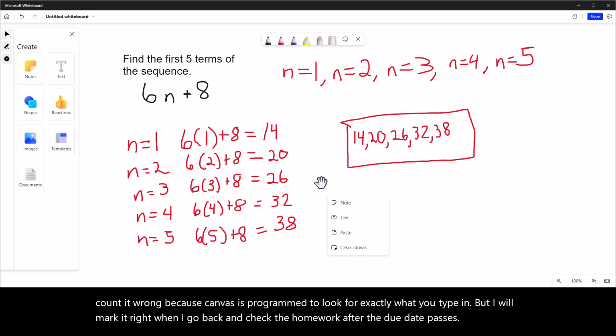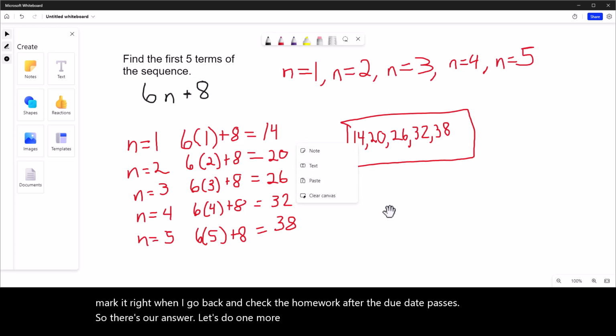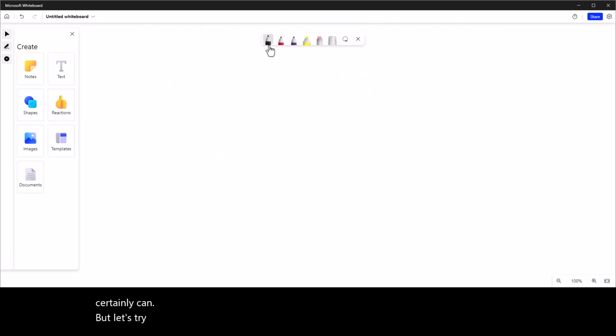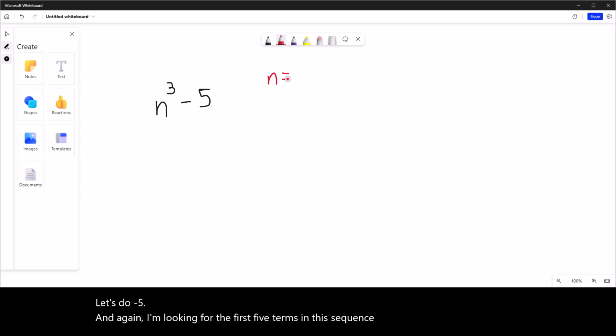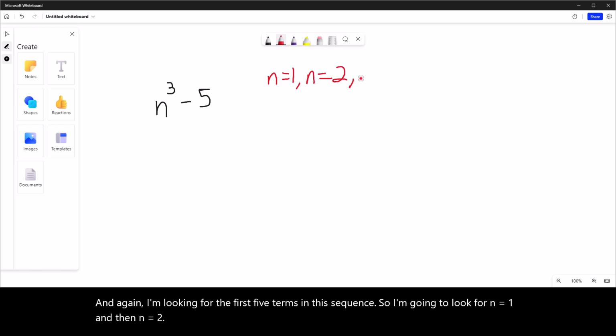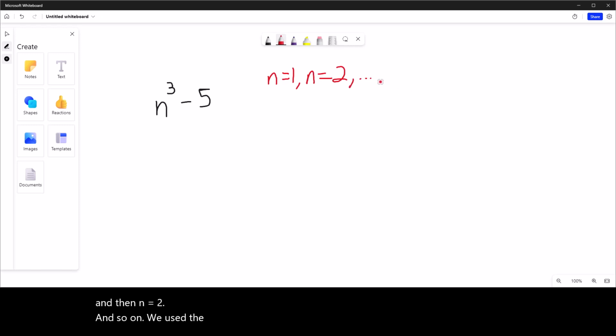So there's our answer. Let's do one more. If you want to stop listening, if you know it now, you certainly can. But let's try one that's a little bit trickier. Let's try n cubed. Let's do one that's subtraction. Let's do minus 5. And again, I'm looking for the first 5 terms in the sequence. So I'm going to look for n equals 1, and then n equals 2, and so on. We use the ellipses in math to mean and so on, all the way to n equals 5.